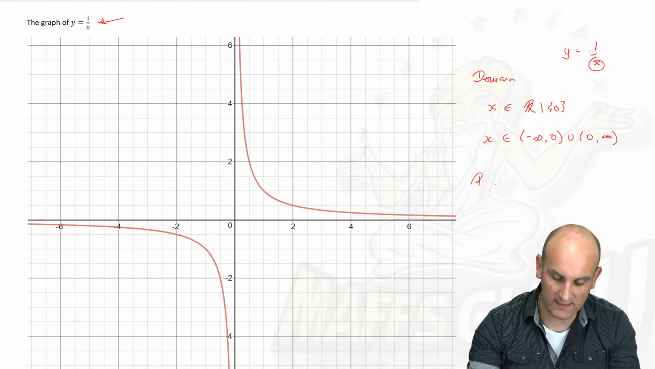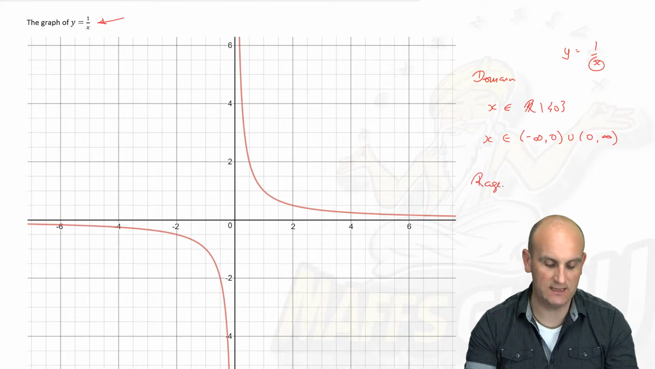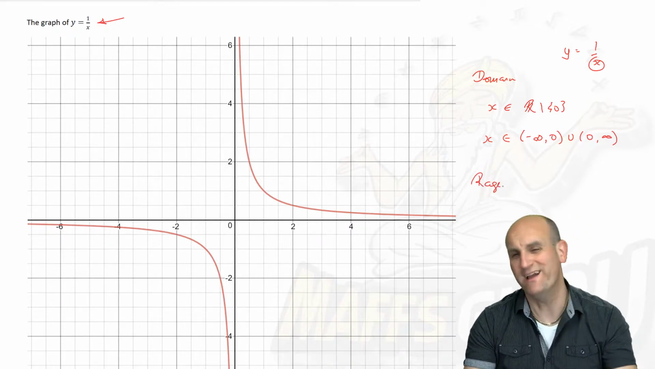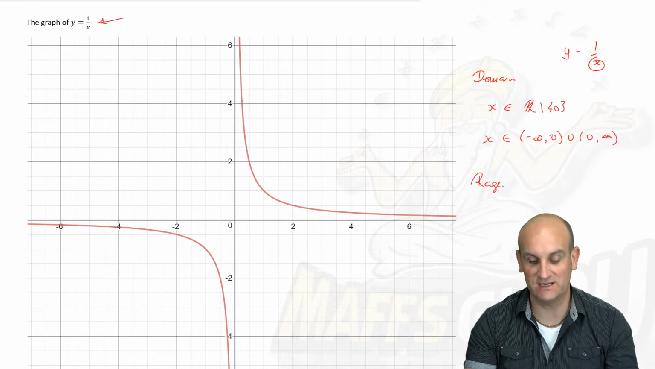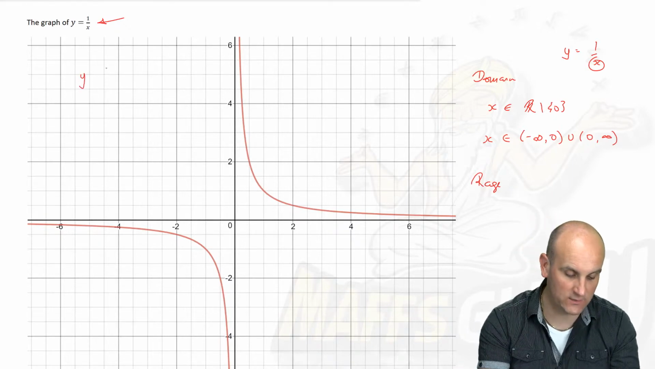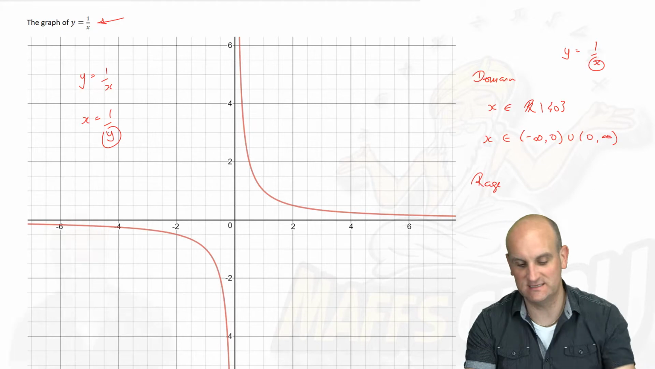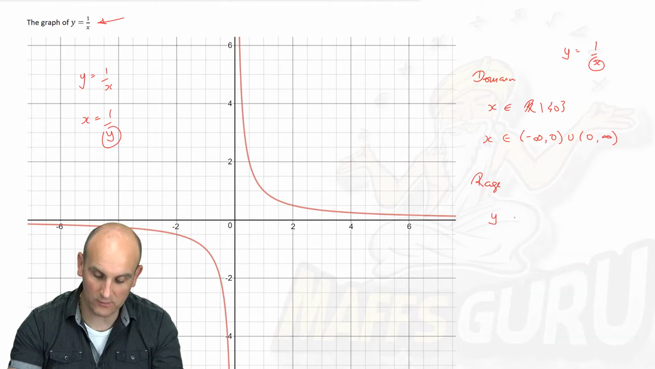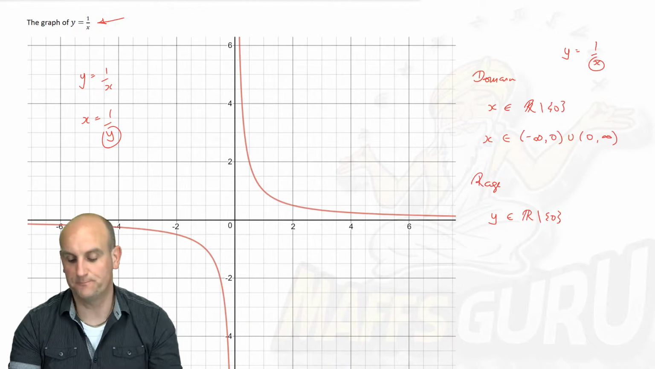Now, what about my range? Can you see anywhere on here, is there a value of y that doesn't seem to be possible? And actually, as it turns out, once again, there is. Because if I was to rearrange the equation y equals 1 on x to x is equal to 1 on y, again, y cannot be 0. So our y value would again be all real, but not 0. And I could write that in the other notation if I wanted to.